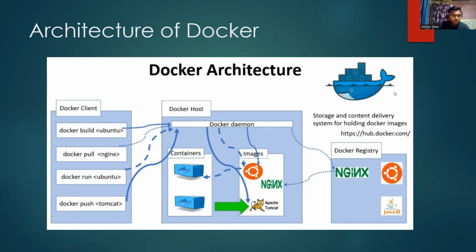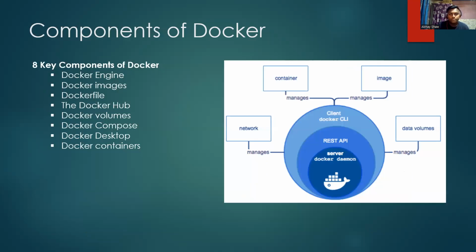Basically, with docker pull nginx, the request goes to the Docker daemon, and if the nginx image is present, it will pull that image to the Docker client. Once the image is ready and containerized, the container can be deployed to the cloud services. Moving on to the components of Docker.